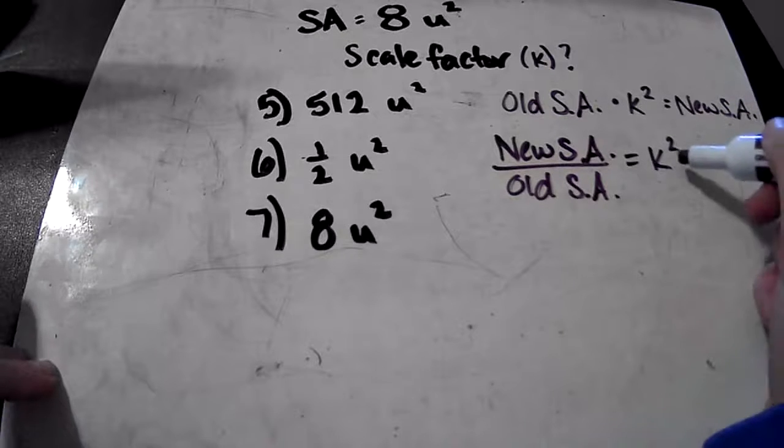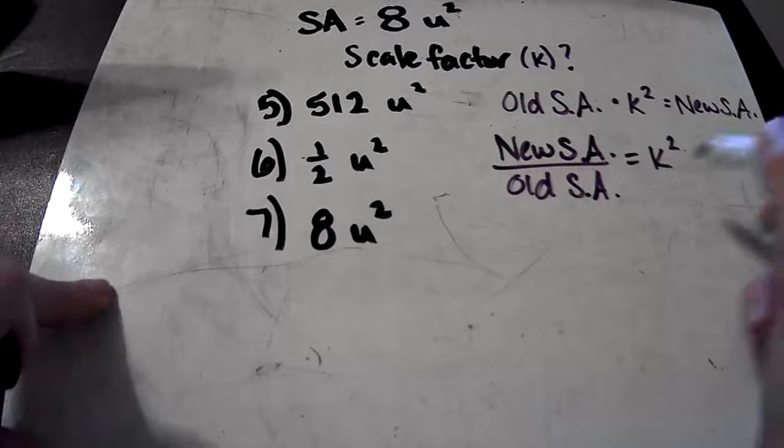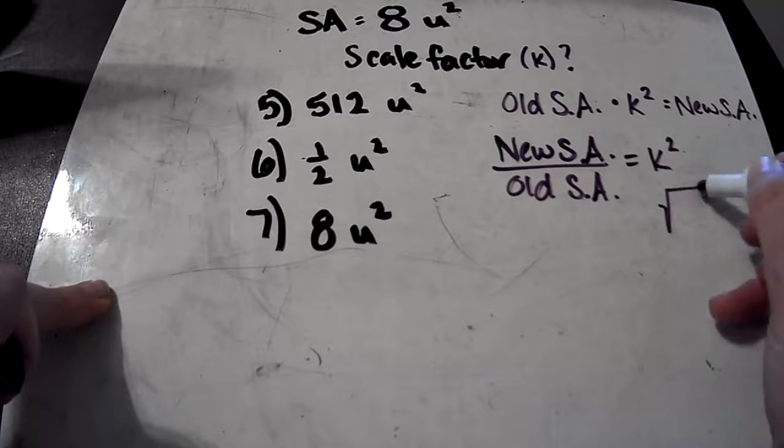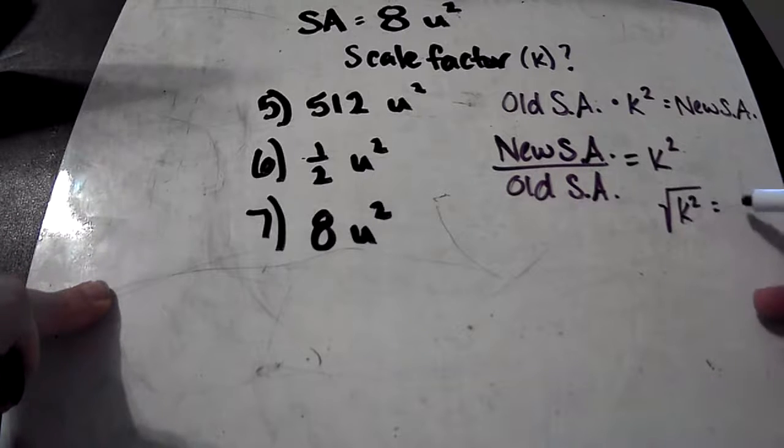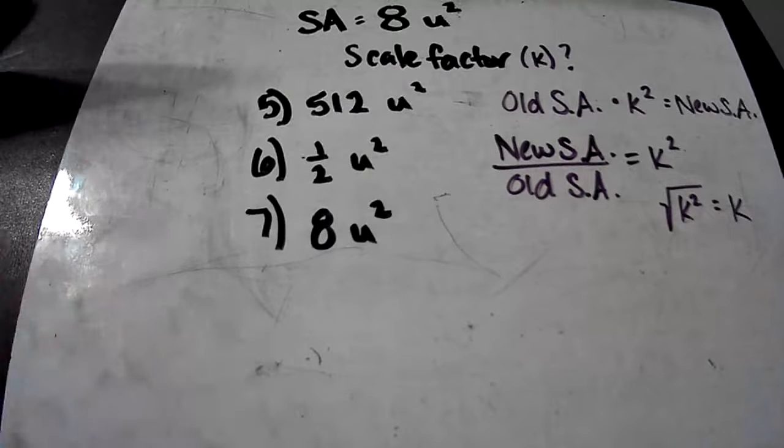Then once I know what my scale factor squared is, I'm going to do the square root of k squared to get my scale factor. So notice this time we're using squares and square roots because we're back to talking about area. We're not using cubes and cube roots because we're no longer talking about volume.